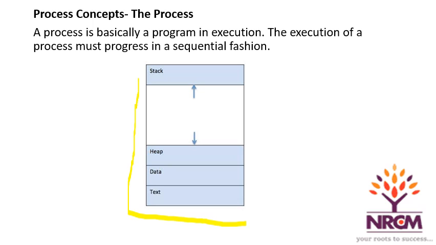Now we'll discuss one after the other. What is actually the data? What is actually the code? I'll start with the text or code. The code is nothing but the program. Once we write the program, we compile it, and after compilation it is converted into an object file. For example, if you have written a program called program1.c, after compilation it will be converted into a program1 object file. This object file will be stored in the code part or text part.